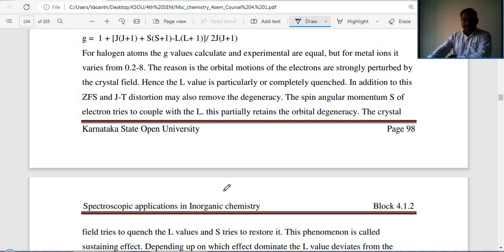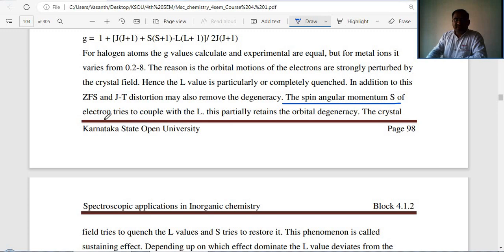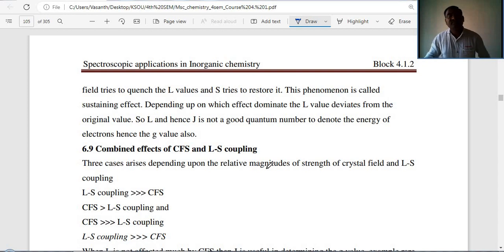Sustaining effect means the spin angular momentum S of the electron tries to couple with L. This partially retains the orbital degeneracy. The crystal field rises to quench the L values, and S tries to restore it.